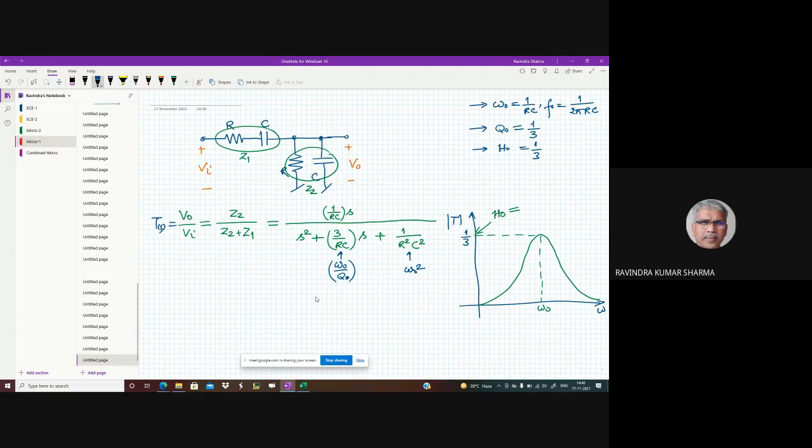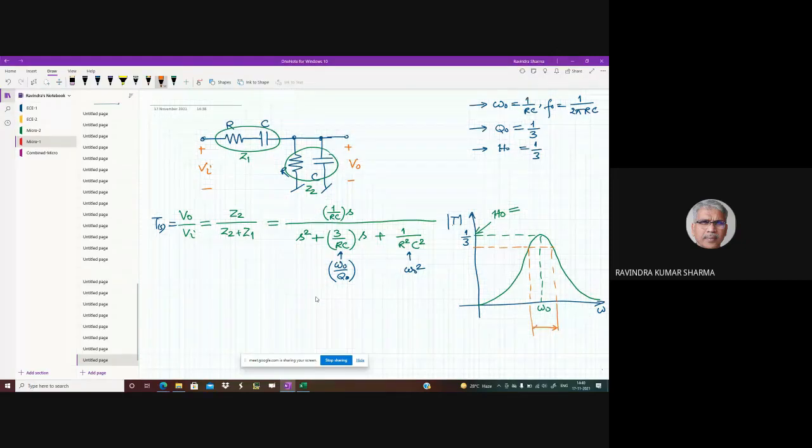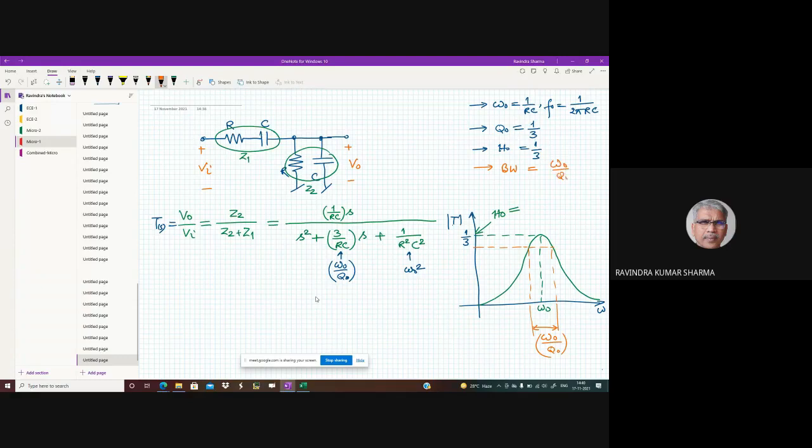Right? You can also find out bandwidth. 1 by 3 का 0.707 ले लो और उसके बाद ऐसे करो and then find out this. This is what is going to be omega naught by Q naught. Is that okay? तो एक किस्म से ये फोर्थ पैरामीटर भी आता है जिसे हम कह सकते हैं बैंडविड्थ, which is actually omega naught by Q naught. इस सर्किट के केस में इसकी वैल्यू है 3 बाई RC. Is that okay?